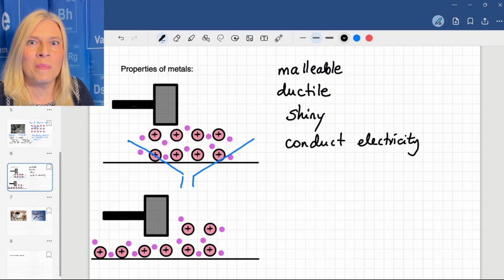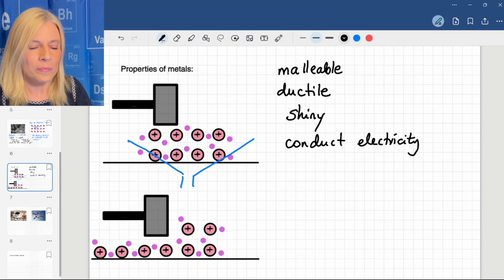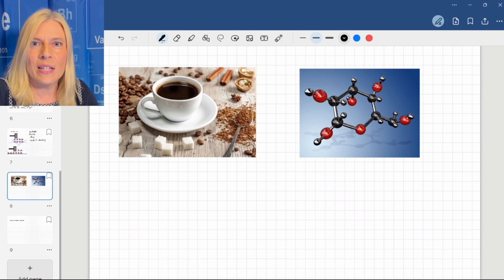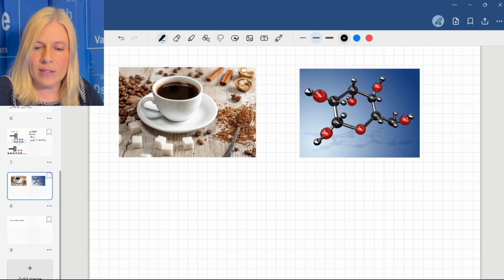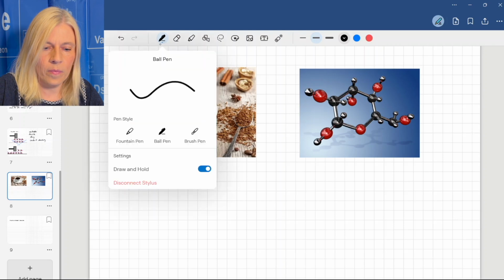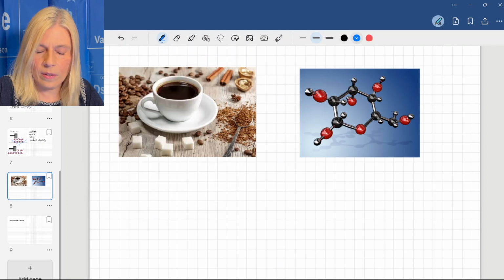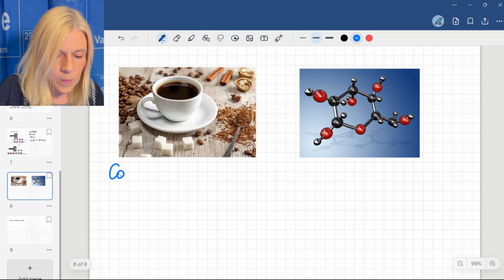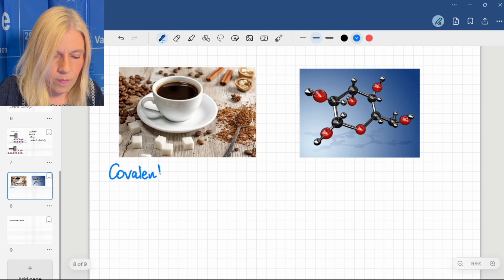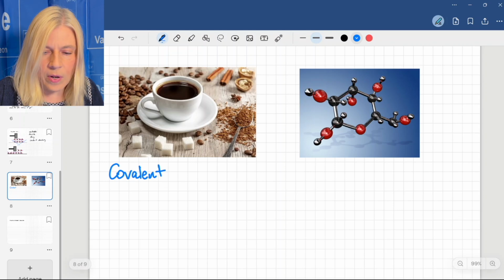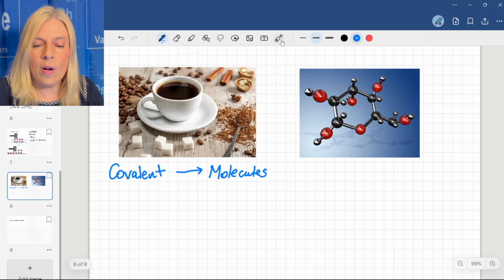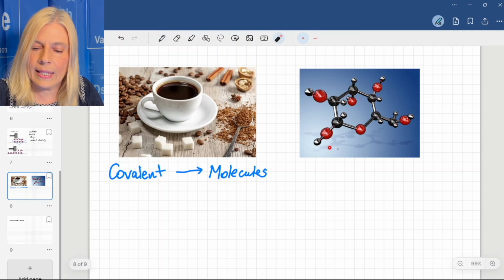Well, we have one more. Remember our red house, all red? The third combination was a nonmetal with a nonmetal, and that formed covalent bonding. So we're going to go with our covalent bonding. And covalent bonding forms molecules. And molecules are small separate entities like you see here.